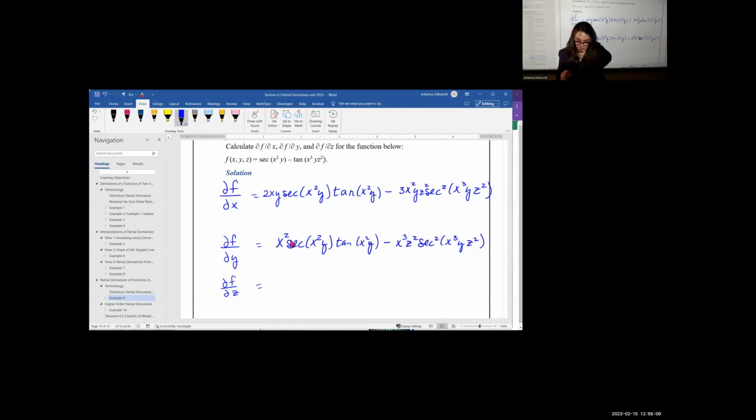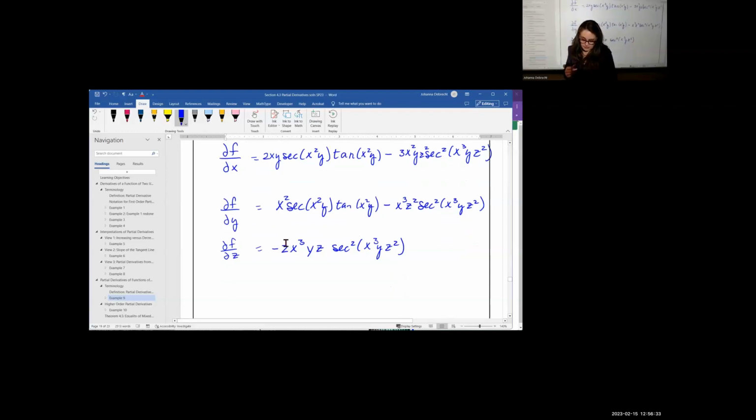All right, and then I said Max for the last one. Are you ready, Max? Would it be negative 2x cubed yz secant squared of x cubed yz squared? Say that a little slower. Negative 2x cubed yz secant squared with x cubed yz squared. Yep, that's it. Does that make sense to everybody?